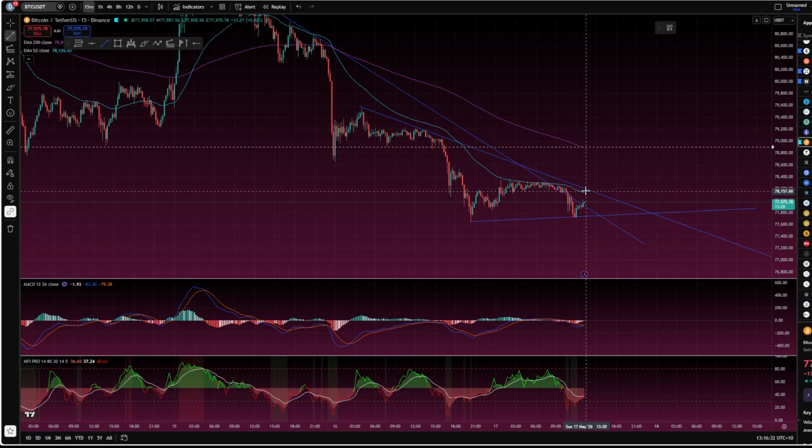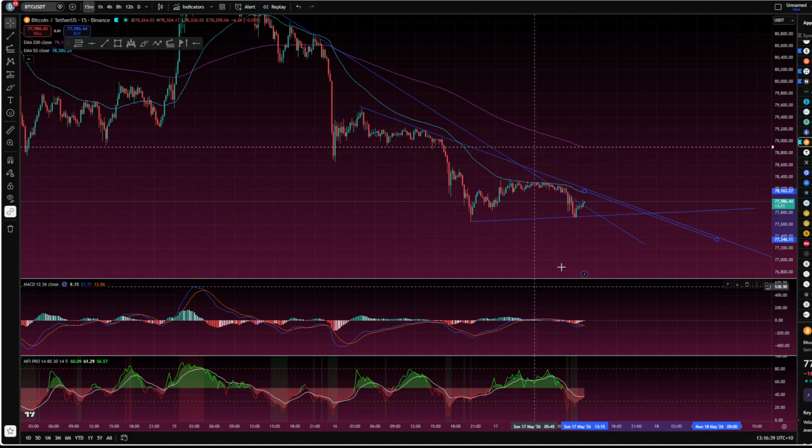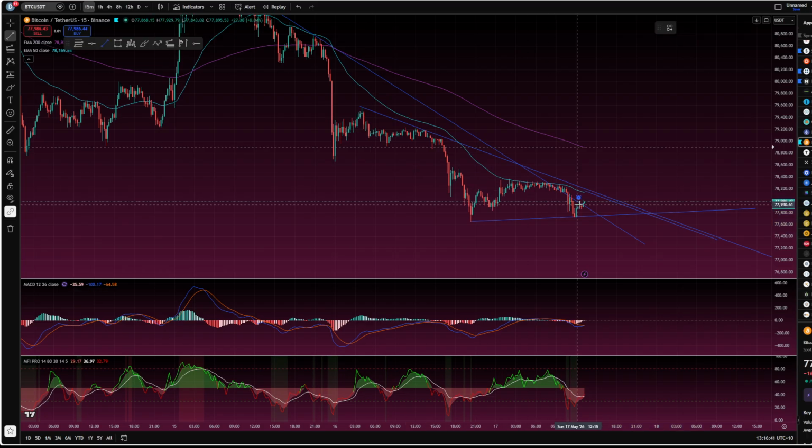So what I'm going to do here is exactly what I just did on the larger time frames. I'll create an alert there, and I will create an alert there.